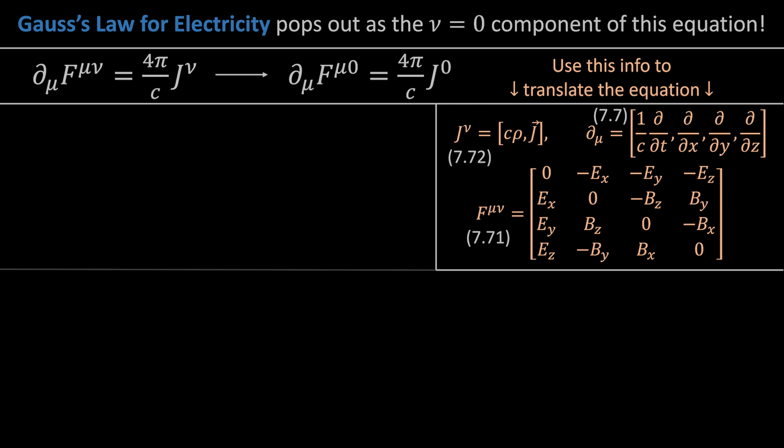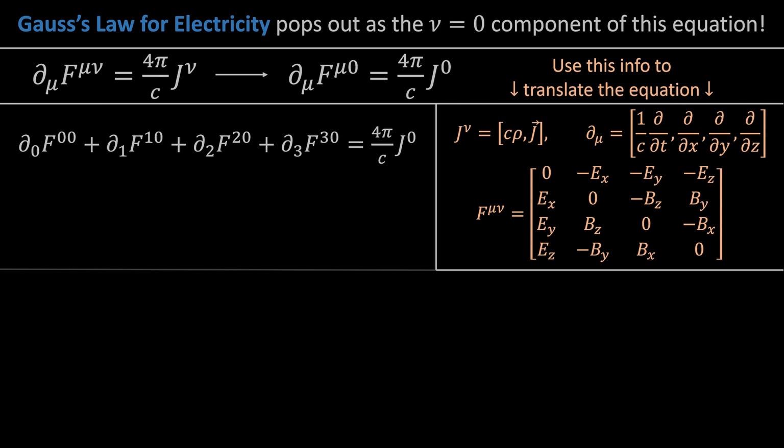So I'm going to put all this information here just for reference, so that we can refer to this while doing this translation. So first of all, let's go ahead and expand the equation and write out each one of those terms. Now right away, we notice there's this term involving f00, and that's going to equal 0, because if you look at the Faraday tensor, f00 is 0. So that term goes away. What we're left with is this sum over derivatives of f10, f20, and f30.